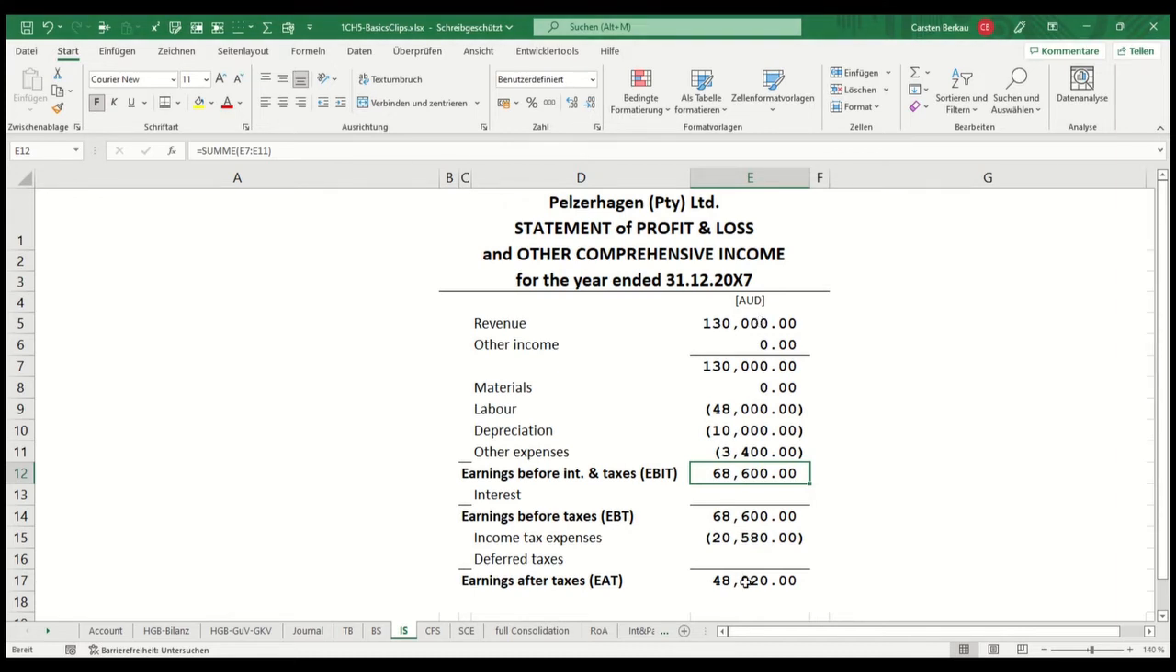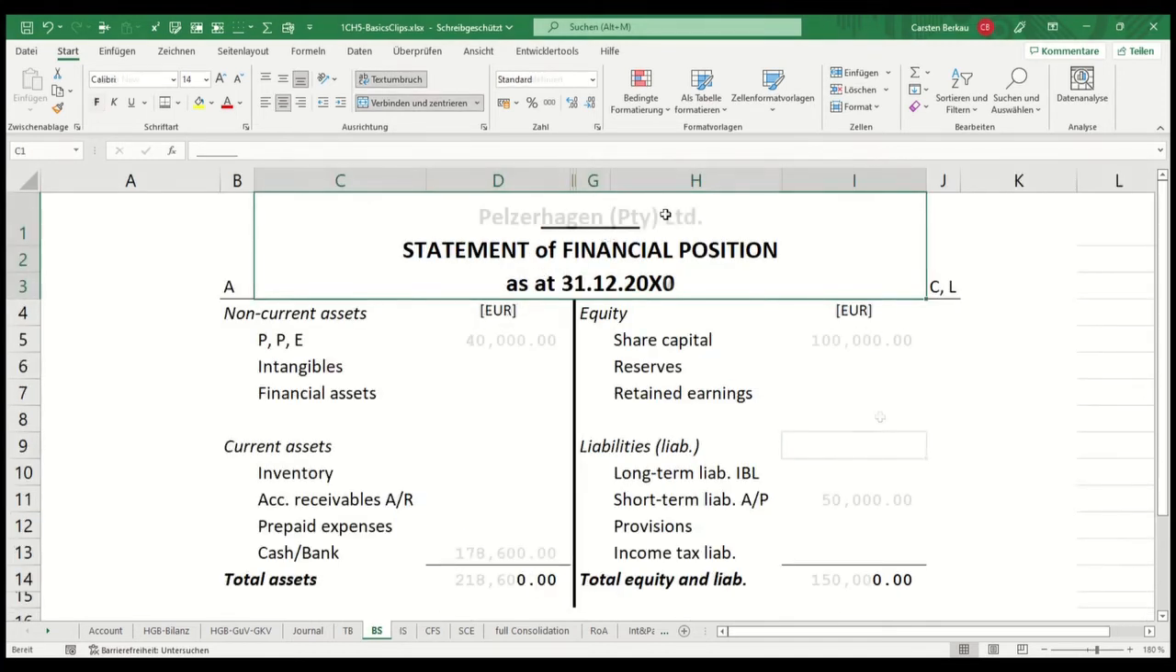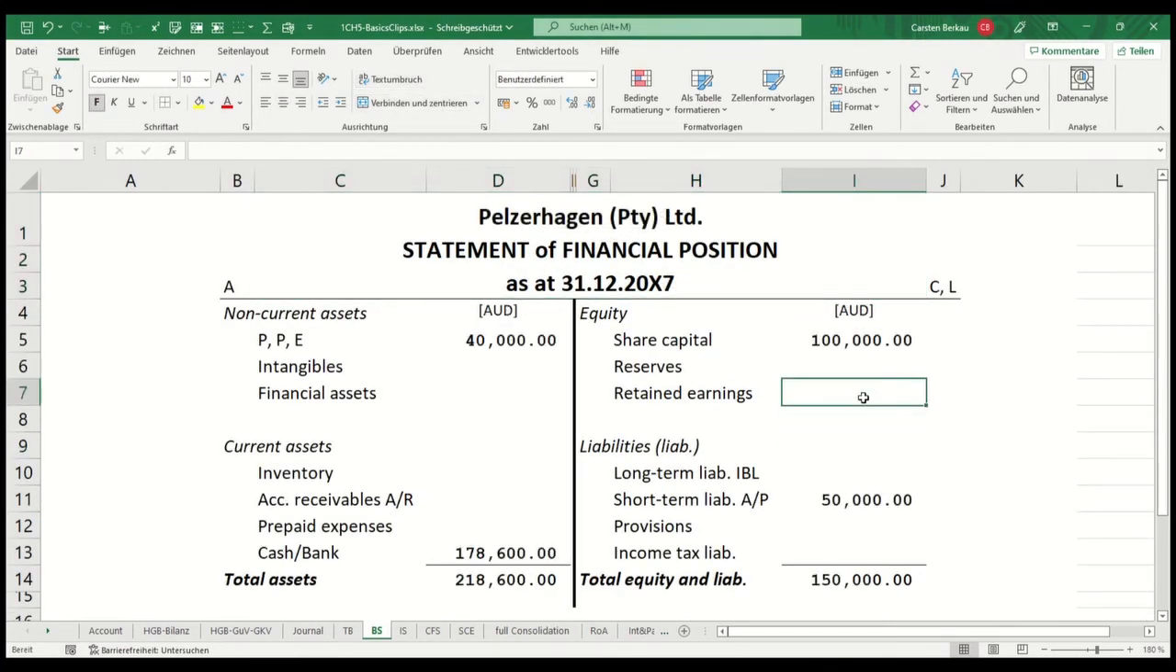The earnings after taxes will be transferred to the retained earnings account and will appear on the balance sheet. Income tax expenses will be shown as income tax liabilities on the balance sheet as well. On the balance sheet, we record the item retained earnings, which gives us here 48,020. And there's another item which is for income tax liabilities, where we enter the value of 20,580. Note, under income tax liabilities you cannot disclose value-added tax. Value-added tax is just a short-term liability and will be recorded under AP.